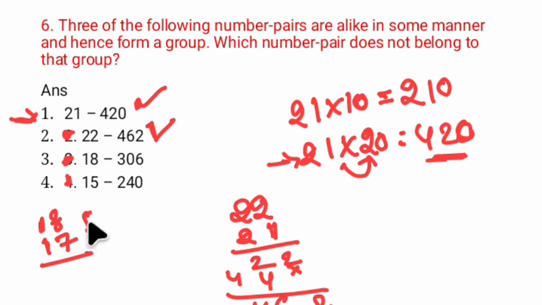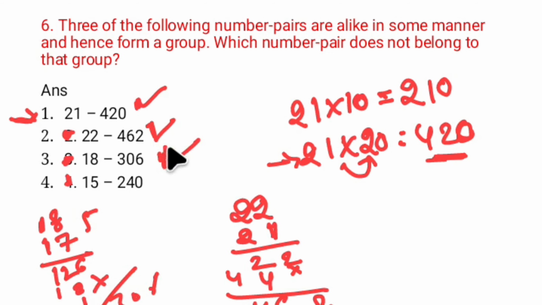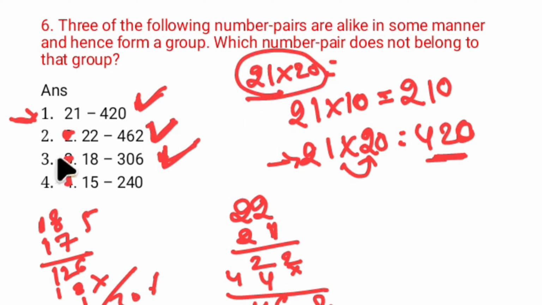So these three were correct here. So we can directly choose option 4, which is not following the pattern that the other three statements were following. Therefore option 4 would be the correct option. Let us check this again. 15 multiplied by the preceding number, which is 14, gives 210. But here 240 is given. So this is not following the pattern.